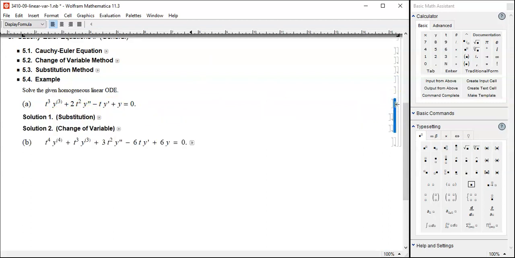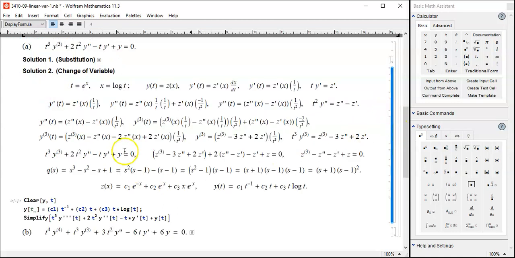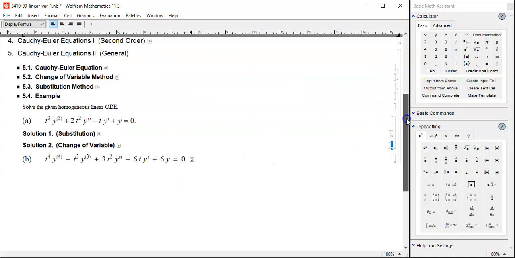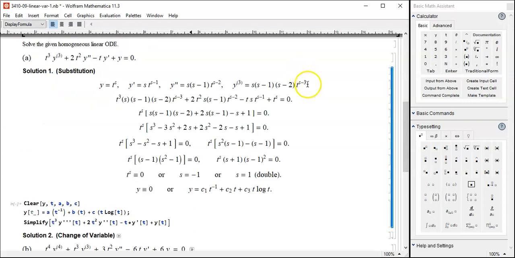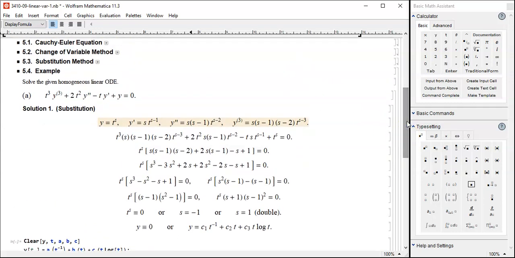Alright, do you want to try on your own? Maybe you can stop this playback and go ahead. Let's go with substitution. Change of variable, I could show you, but the computation, oh my goodness. Substitution method, okay. y equals t to the s power, and then take the derivatives up to the third derivative and plug those back into the original equation. And then you have to have t to the s power common. Otherwise something is wrong. So factor t to the s power out, and we get a cubic equation in s.